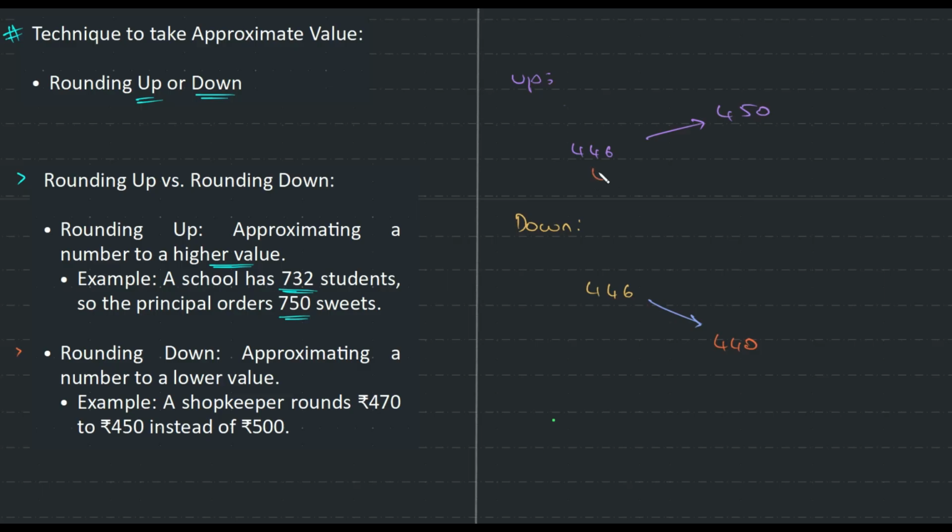So this is the original value. So this is your approximate value. We're pushing it to some new value, which is near to the original value. Either it can be less or more. If it's less, it's rounding down. If it's more, it's rounding up.